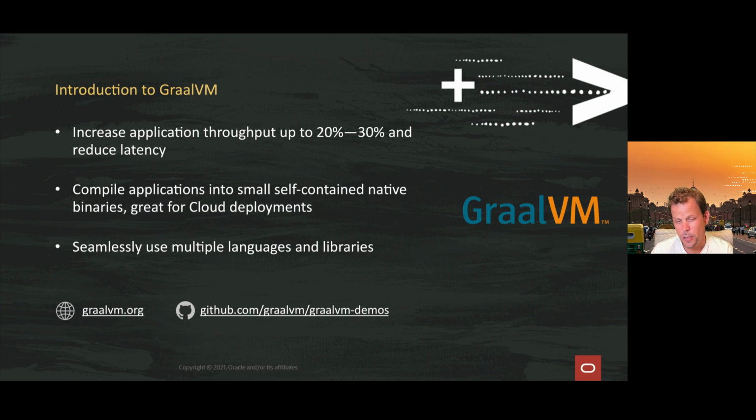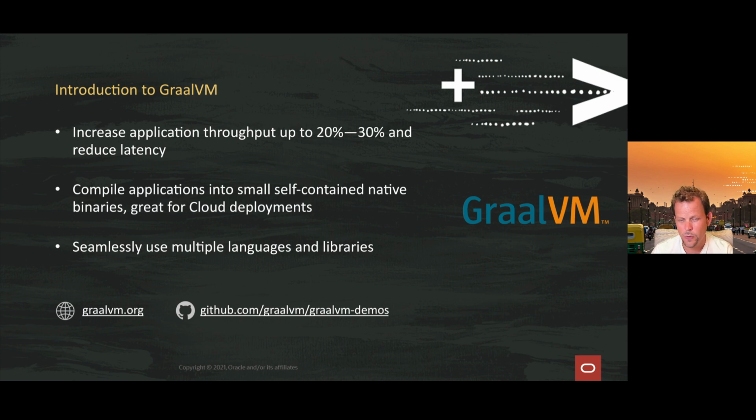In terms of an introduction to GraalVM, GraalVM is a new virtual machine out of Oracle Labs that in JIT mode is able to increase application throughput between 20 and 30% and reduce latency. But it's also able to compile applications into self-contained native binaries, which is great for cloud deployments, command line applications, serverless applications, and many different use cases.